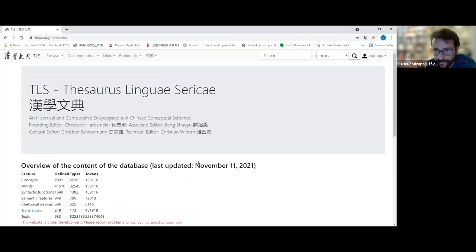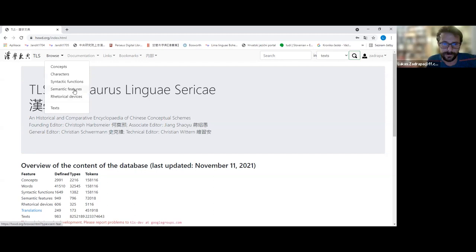And yeah, this is the browse function here. One can search a concept, that means these, let us say, synonym groups, characters. This is like a dictionary, and syntactic function and semantic features, and also rhetorical devices, which is a unique feature of this database, because Christoph Harbsmeier has been very much interested in rhetorics in ancient China and ancient Greece as well. So that's why it is here.